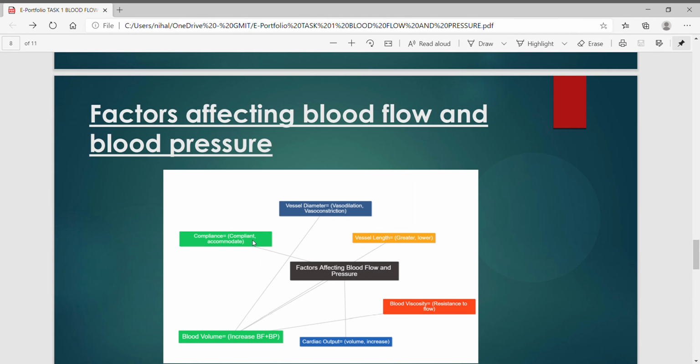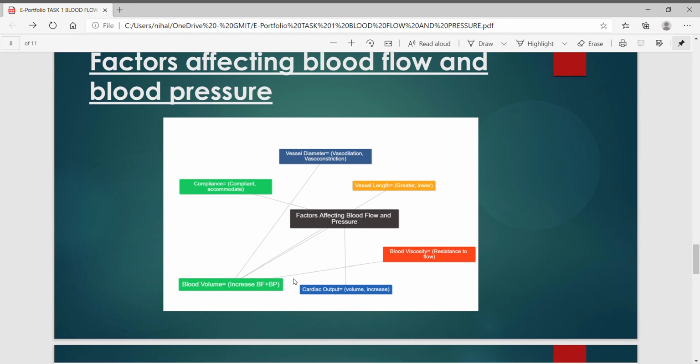What you can see here is I've put in brackets keywords of most of the factors. Here I put compliant and accommodate for compliance, whereas for blood viscosity, resistance to flow. Basically that's just a phrase. And here, blood volume, increase blood flow and blood pressure. So yeah, moving on.